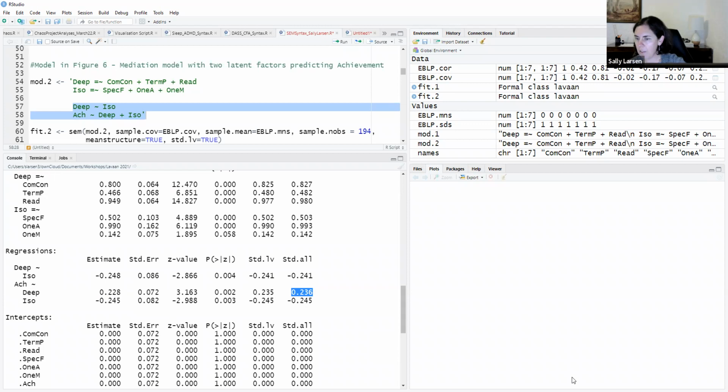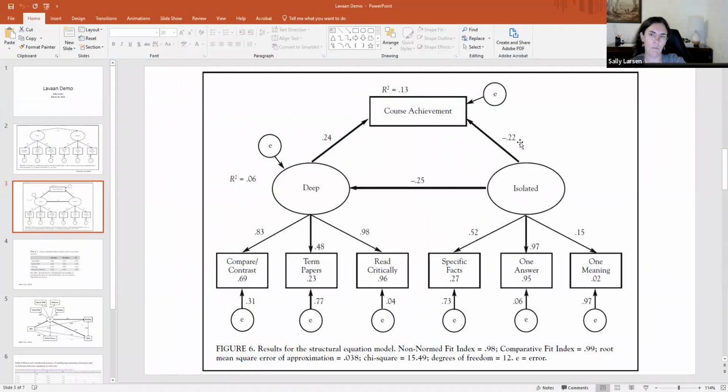If I just flick back to the PowerPoint, let's have a look and see if we get the right values. Yeah, so we're getting values in the realm of what's reported here. That's a negative predictor, that's a positive predictor, and that's the negative predictor between those two. If you're familiar with mediation models, this is sort of the first step in a mediation model. I think I've got a little bit of code down the bottom that will show you how you can get the actual mediated pathway, because you can use lavaan to do that as well.